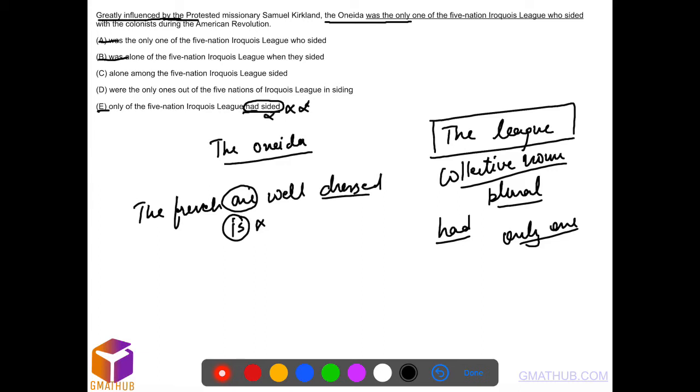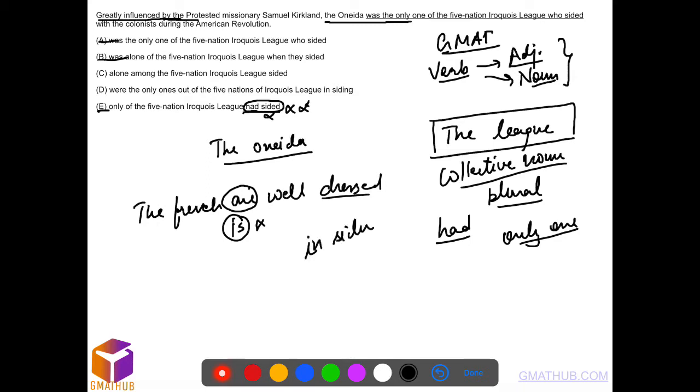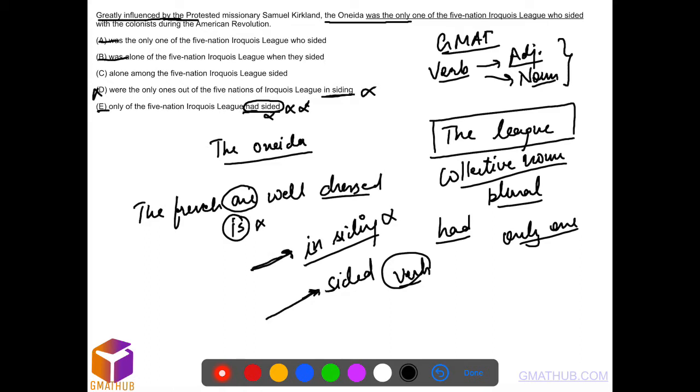Now between C and E, there are two things. One, in GMAT, always verb form precedes or supersedes adjective or a noun form. That's one thing. Second, insiding versus sided. Sided is the right verb form, insiding is the wrong form. So insiding is wrong. A pure verb form, this is preferred. So C is the right answer.